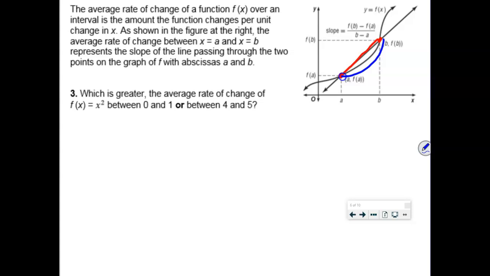So when I find the average rate of change and the points are very spread out, it's not a really good representation of what's going on. But what if we took those two points, those A and B points, and we dragged them closer to each other? We'll come to that in a moment.